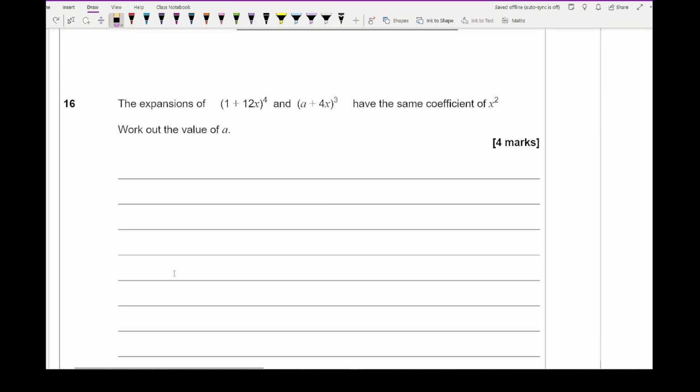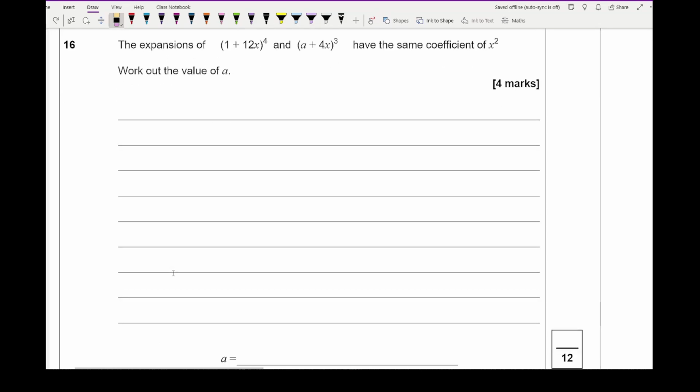Now moving on to question 16, it says the expansions of 1 plus 12x to the power of 4 and a plus 4x to the power of 3 have the same coefficient of x squared. Work out the value of a. Now this one is going to be quite complicated in terms of how we do this, but for 4 marks, let's see where we go.